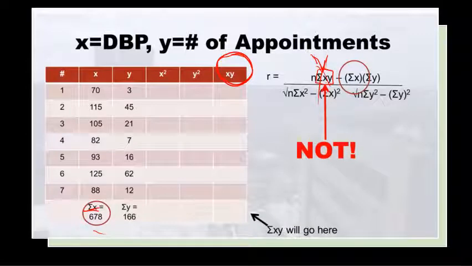Also, another thing, right here, this and this, the sum of x in parentheses squared, is not the same thing either. This one is totally different and it's going to come from here. This one, as I showed you in the previous slide, comes from here, and you're going to put that in parentheses, and whenever you work this equation, whatever's in the parentheses, your 678, is going to be squared.